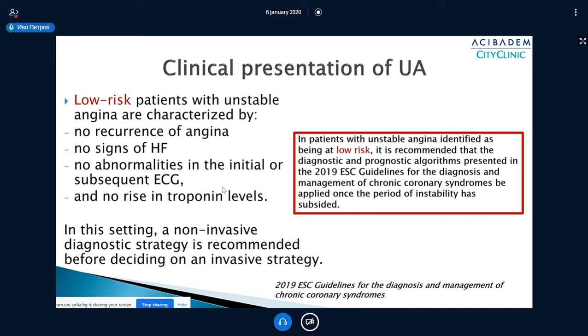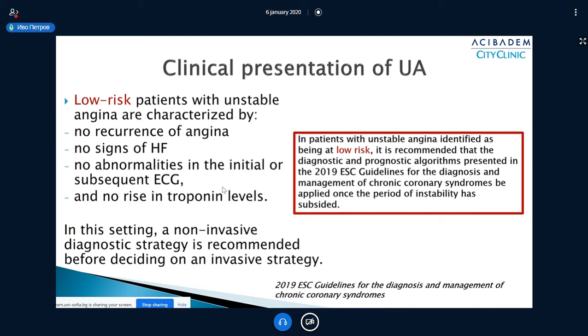In case we have in our practice a patient with unstable angina, the first goal is to decide if the patient has high risk or low risk. What is low risk? In case during the investigation, the patients with unstable angina are characterized by no recurrence of the angina during the clinical episode, no signs of heart failure, no abnormalities in the initial or subsequent ECG, and no rise in the troponin level. These are the patients that are low risk.